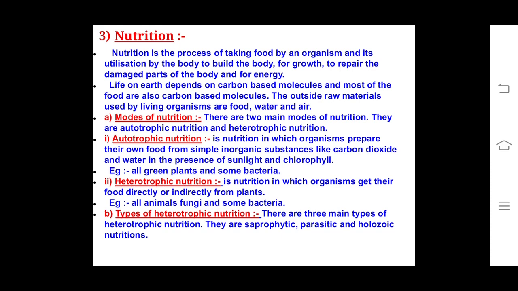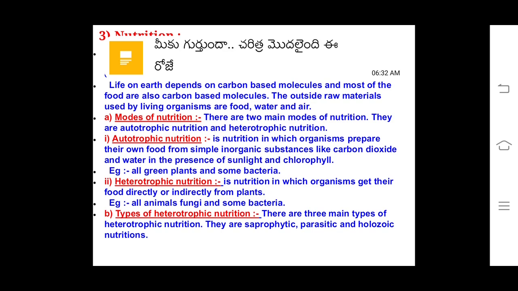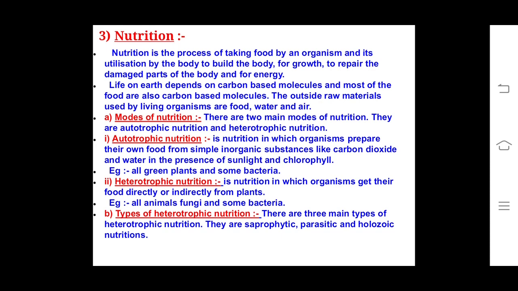Examples of autotrophic nutrition: all green plants and some bacteria. Then heterotrophic, hetero meaning other, nutrition which depends on others. It is a nutrition in which organisms get their food directly or indirectly from plants: all animals, fungi, and some bacteria. So we cannot prepare food by ourselves. We take the food from plants or those animals which depend on plants, and then we utilize it.